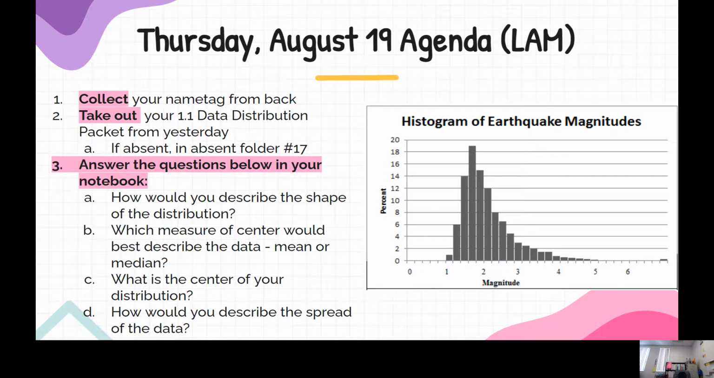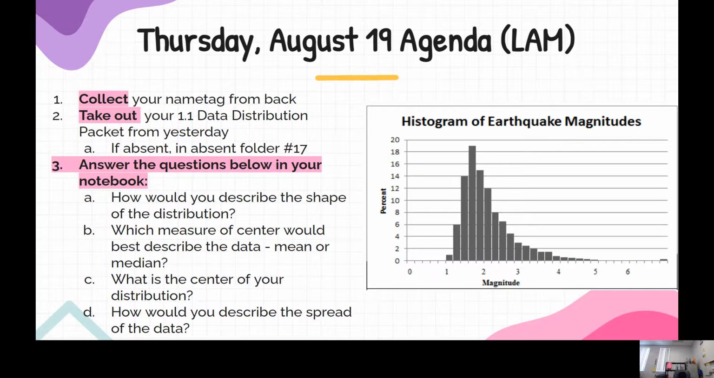If it only has one peak, what do we call that? Unimodal, very good. So when it's got one peak like this, it is called unimodal. Beautiful. Okay, so we know it's right skewed. So in your notes, you should be looking at the one that looks like right skewed.